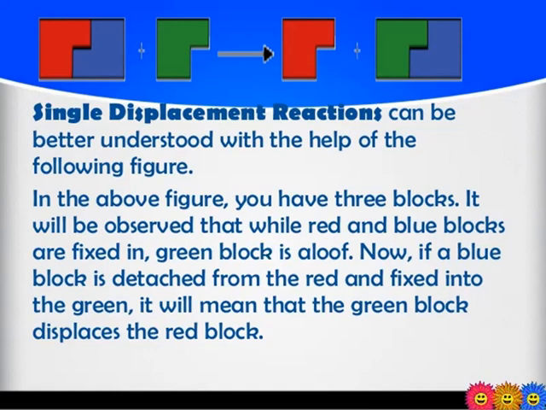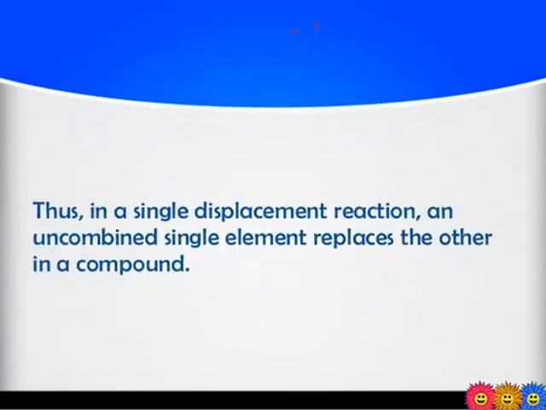This can be understood with the diagrammatic representation in the given figure. In the above figure, we have three blocks. It will be observed that while the red and blue blocks are fixed together, the green block is aloof. Now the blue block is detached from the red and fixes onto the green. It means that green displaces the red block. In a single displacement reaction, an uncombined single element replaces another one in a compound.